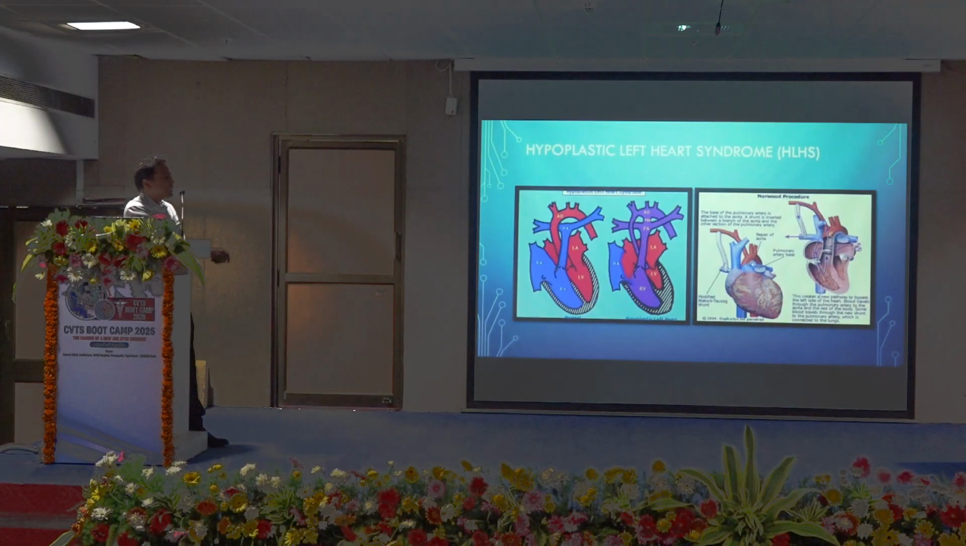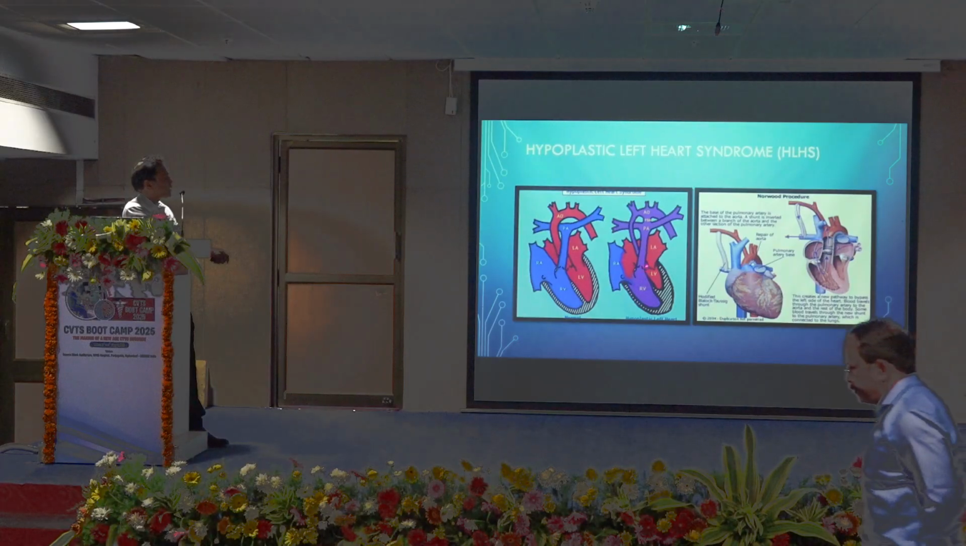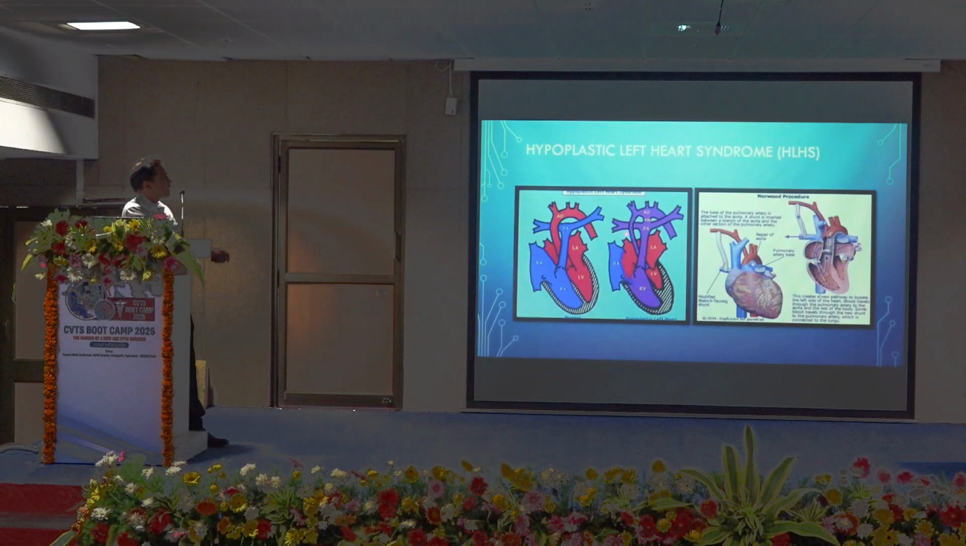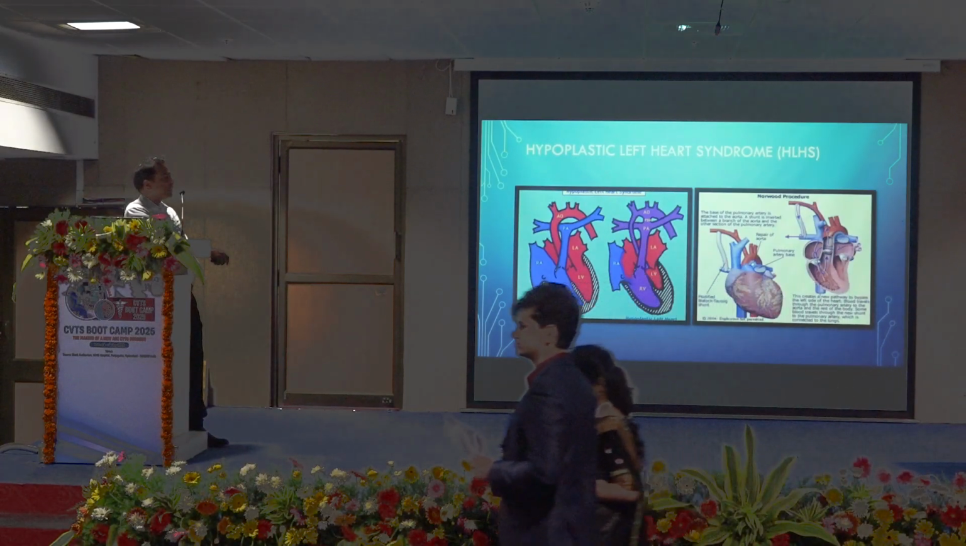Coming to hypoplastic left heart syndrome, it is a subset where there is complete hypoplasia of the left side of the heart. It can be a hypoplastic mitral valve, a hypoplastic left ventricle, a hypoplastic aortic valve, a hypoplastic ascending aorta, or a hypoplastic arch. So what do we do? Again, it is a single ventricle palliation.